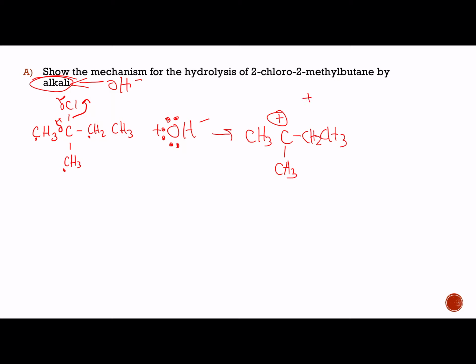What is important though is you have that OH minus that's ready to attack. And then you end up with your product, and your byproduct, which is the Cl minus.